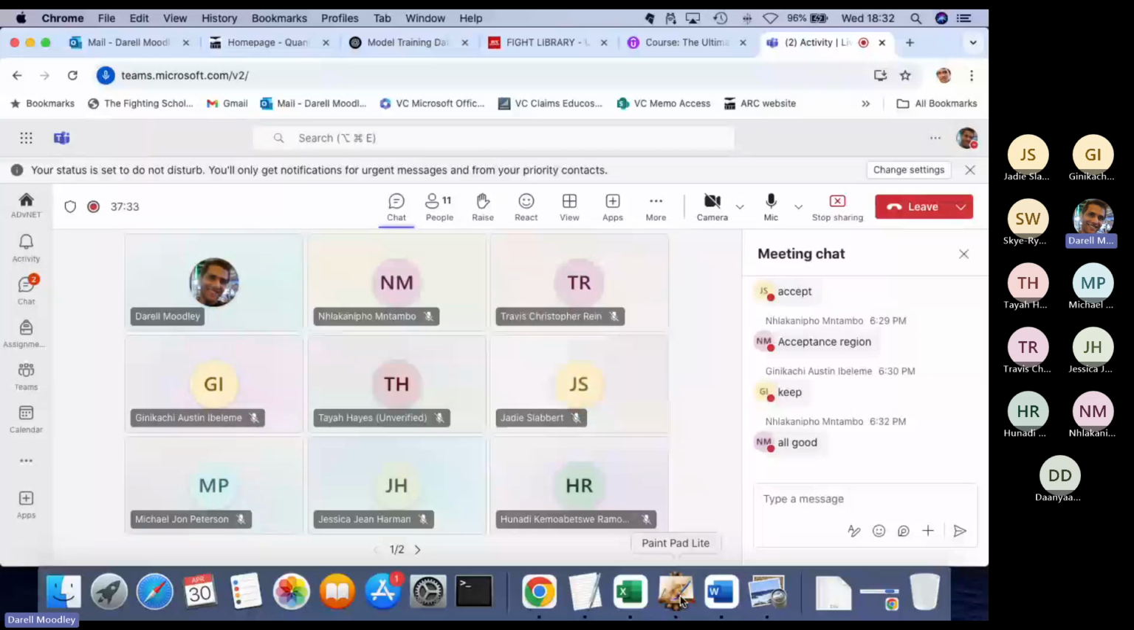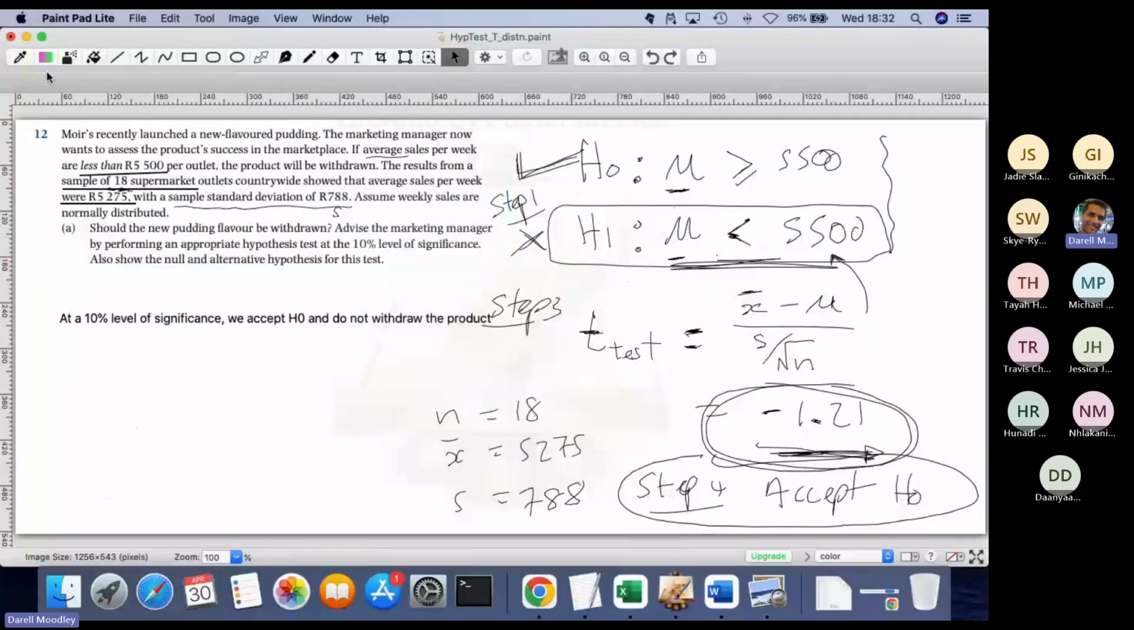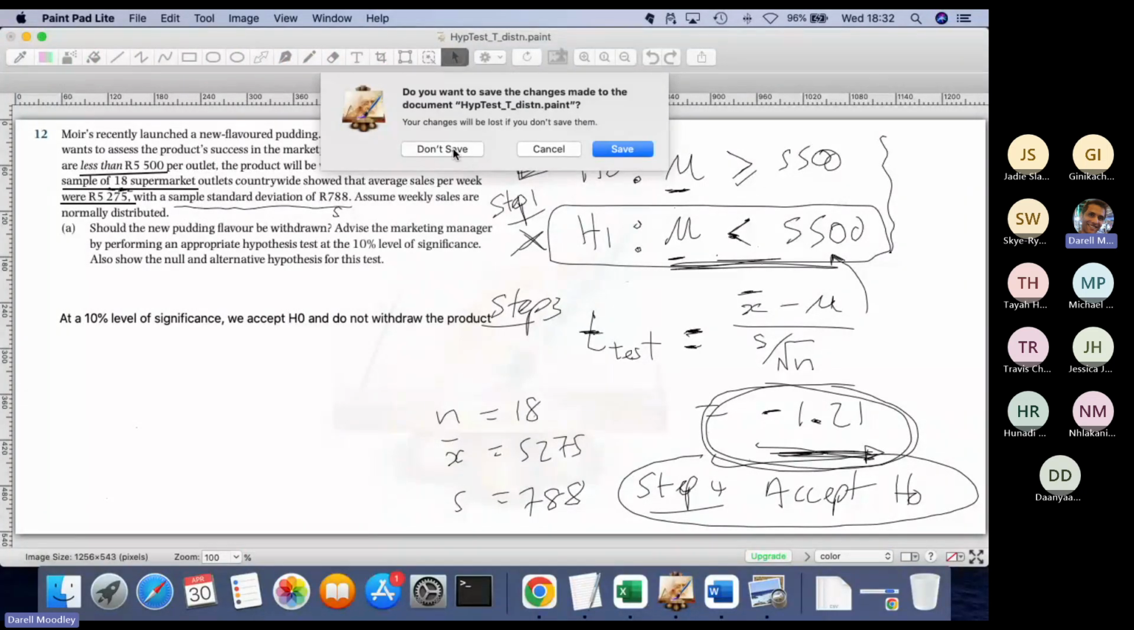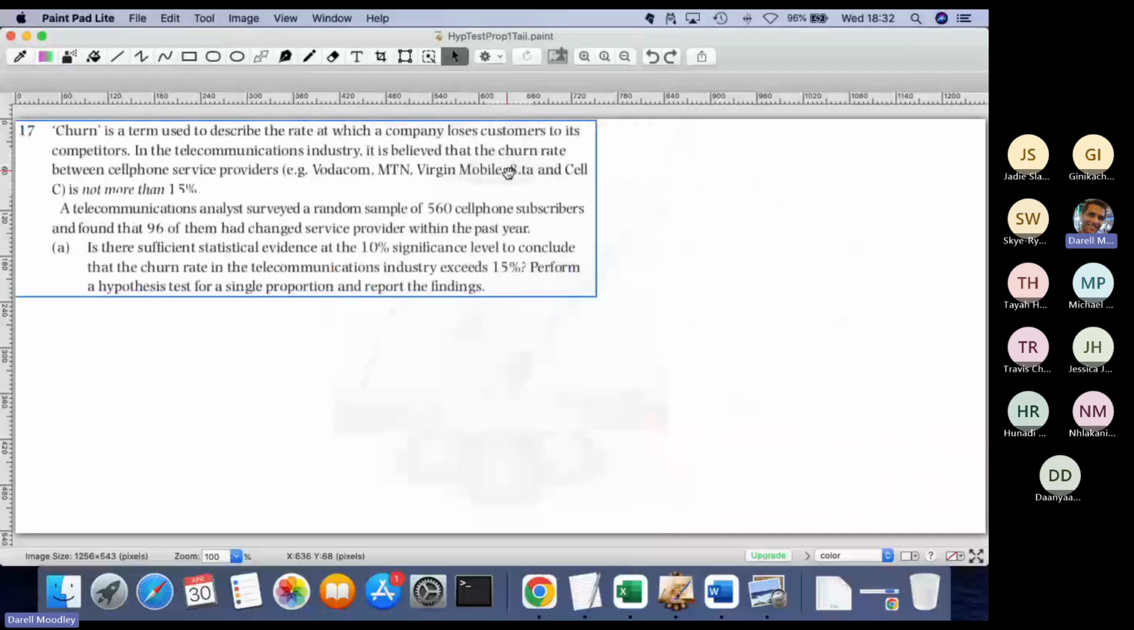Okay, so we've got one more hypothesis test to do, but now you're pretty much comfortable with this. The only difference for this one is we're going to be working with proportions instead of averages. But other than that, the same steps apply. Step 1, 2, 3, 4, and 5. So let's go to an example looking at this problem here.